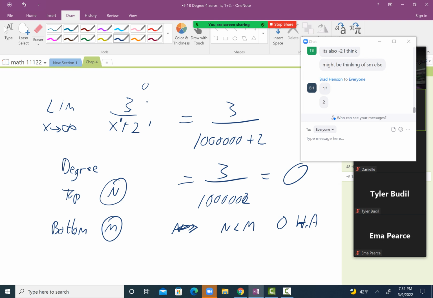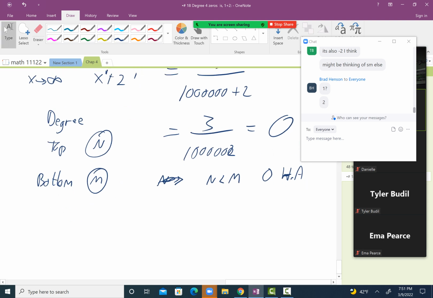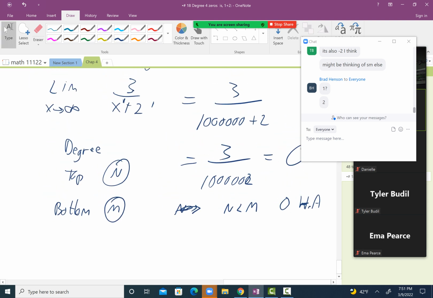So there's a couple different ways of looking at this. I'm not going to ask you to know both of them, but I think you should know one of them, and you've got to buy into the one that you understand. So if you understand the degree idea, run with it. If you understand the whole idea of the limit, run with it. You've got to pick it.